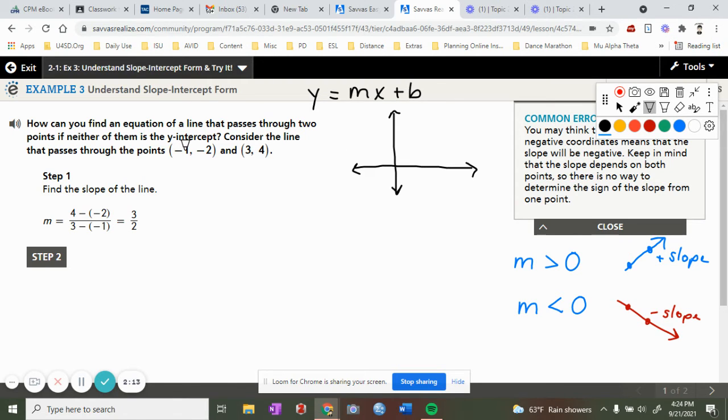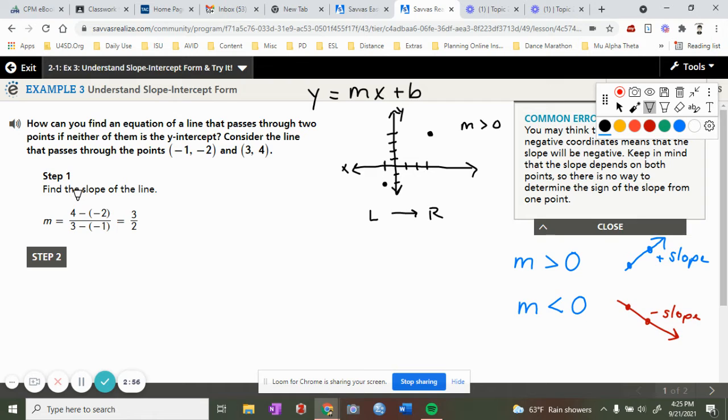So if I'm going to graph the point -1, -2, -1 on my x-axis and -2 on my y-axis will be right about here. And then the point 3, 4, I'm going to go 1, 2, 3 points over on the x-axis, and 1, 2, 3, 4 points up on the y-axis. There are my 2 ordered pairs. So if I see this from left to right, my slope is increasing a lot like this one over here. So this tells me my m will be greater than 0, or it will be positive.